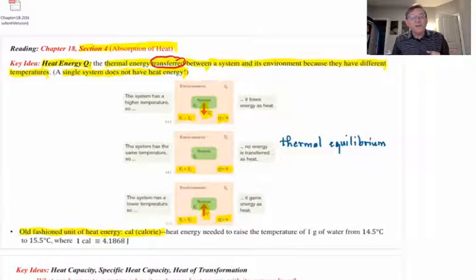It's not the SI unit of heat, but it is an old-fashioned unit you'll come across. Here's its definition: the heat energy needed to raise the temperature of 1 gram of water from 14.5 degrees Celsius to 15.5 degrees Celsius. It's just defined that way. You don't really need to memorize that definition. I'm never going to ask you to write that down.